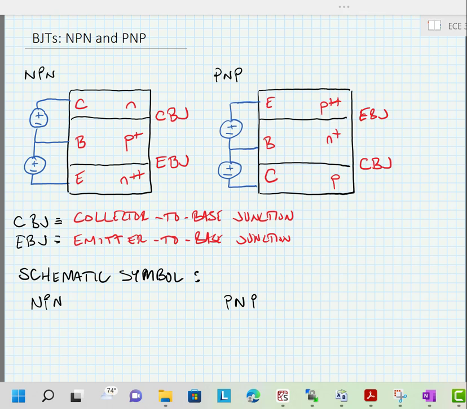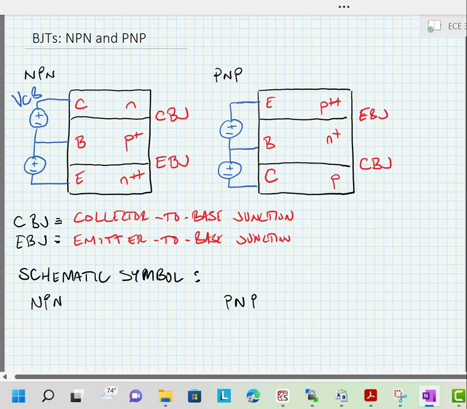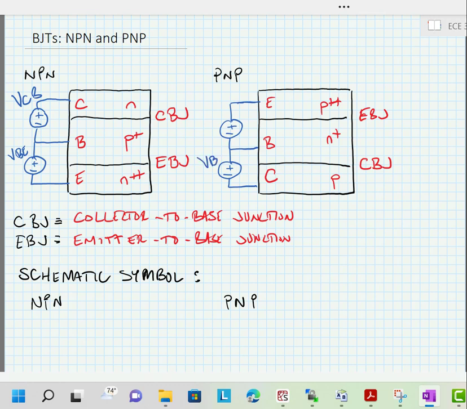What's going to dictate the operation at these junctions is their bias voltage: the collector to base voltage, VCB, and the base to emitter voltage, VBE, on the NPN. And on the PNP, it will be the base to collector voltage, VBC, and on the emitter to base junction, it will be VEB. Note that we simply reverse the subscripts when we're talking about the PNP, and we can talk about everything qualitatively the same as we would for the NPN.